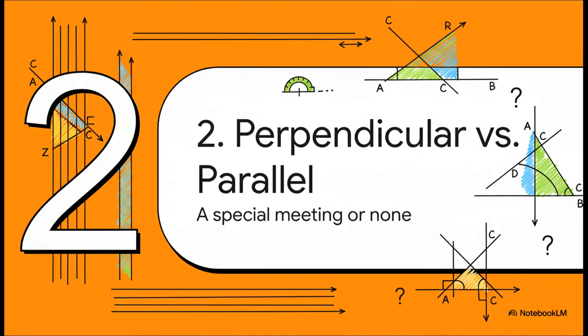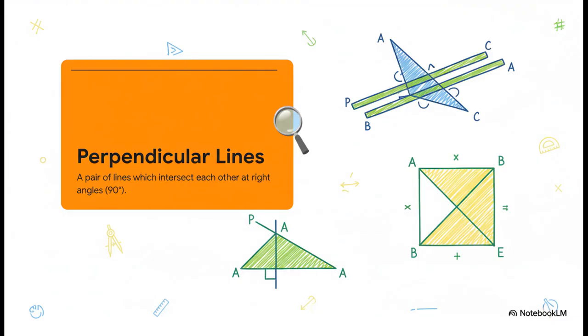Okay, so we've covered what happens when lines cross. Let's level up. On any flat plane, two lines basically have one of two destinies. They can have a very, very special kind of meeting, or they can be fated to never, ever meet at all. Let's talk about that first destiny, the special meeting. When two lines intersect and form four perfectly equal angles, each one has to be a crisp 90-degree right angle. We call these perpendicular lines. Just think of the corner of a book or where the wall meets the floor. That's what we're talking about.